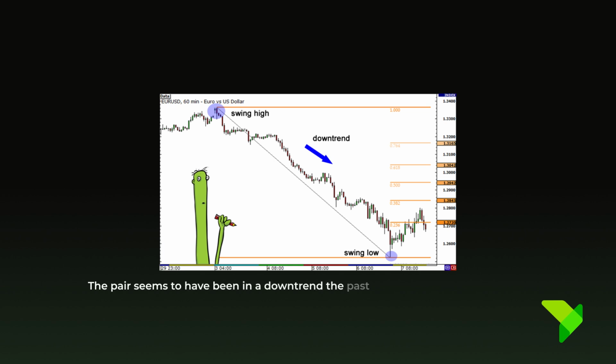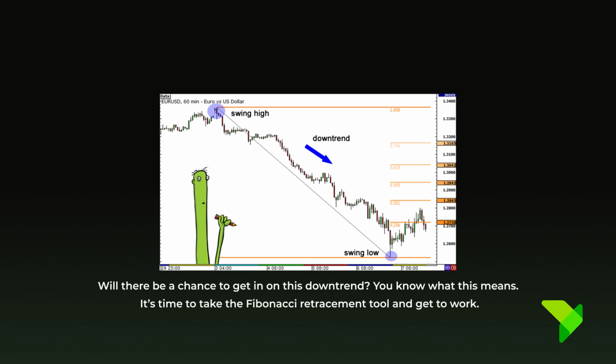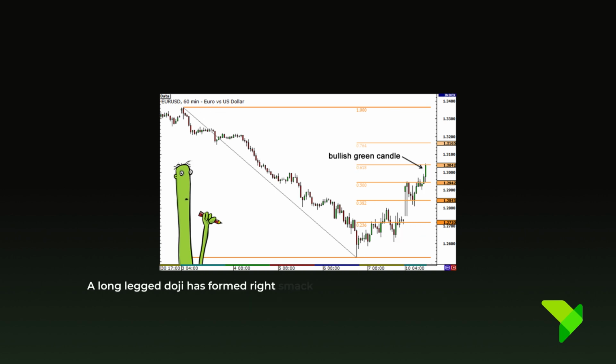The pair seems to have been in a downtrend the past week, but the move seems to have paused for a bit. Will there be a chance to get in on this downtrend? You know what this means. It's time to take the Fibonacci retracement tool and get to work. A long-legged doji has formed right smack on the 61.8% Fibonacci retracement level. It's possible other traders were probably eyeing that Fibonacci level as well.